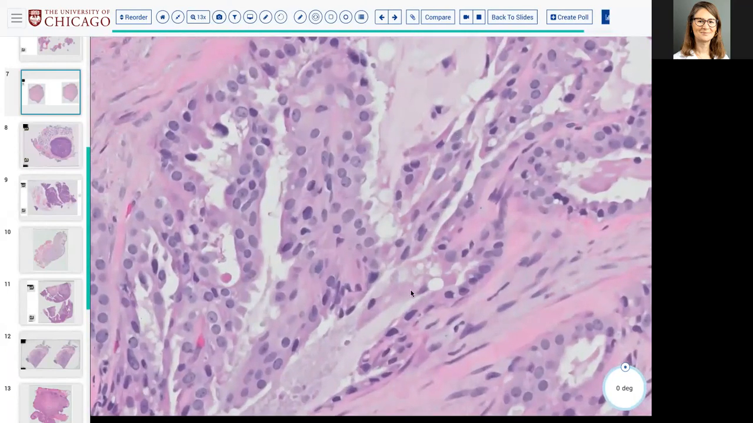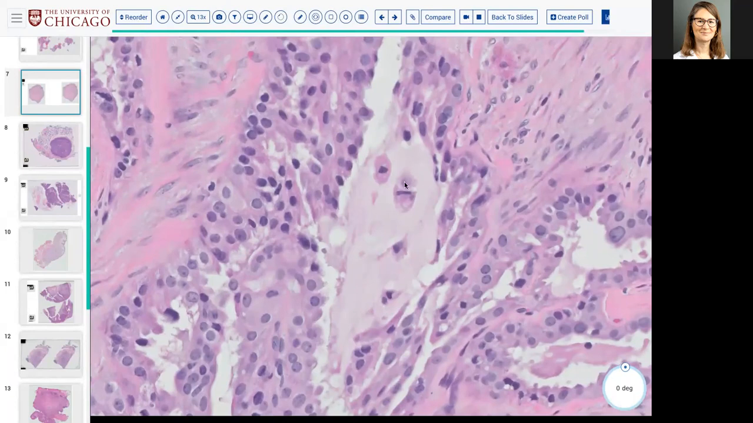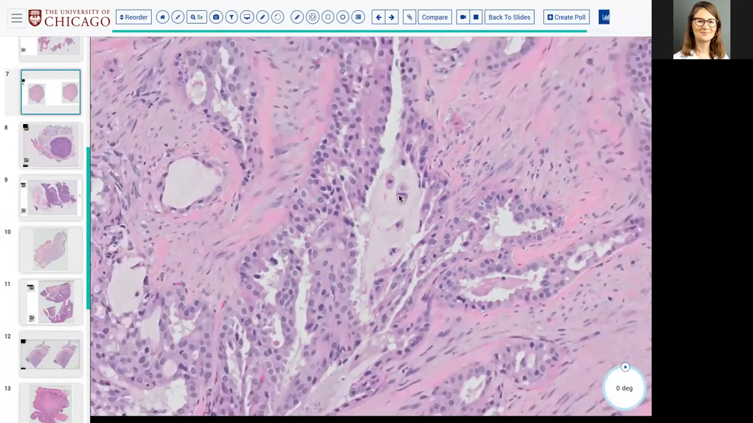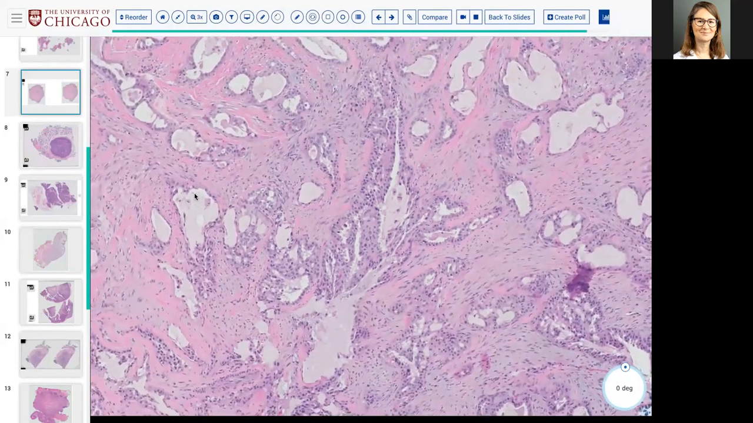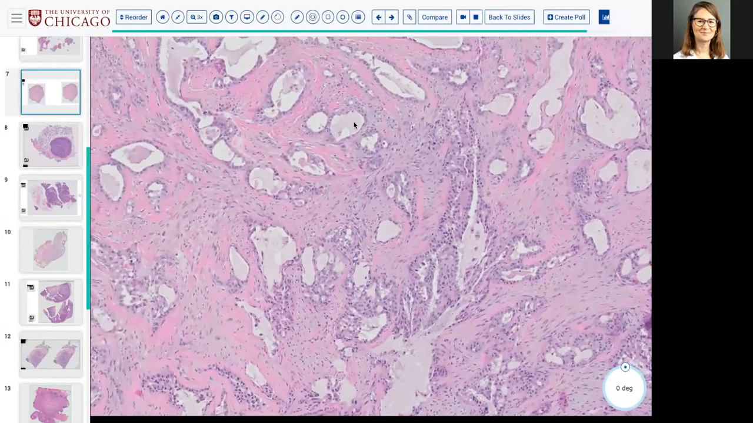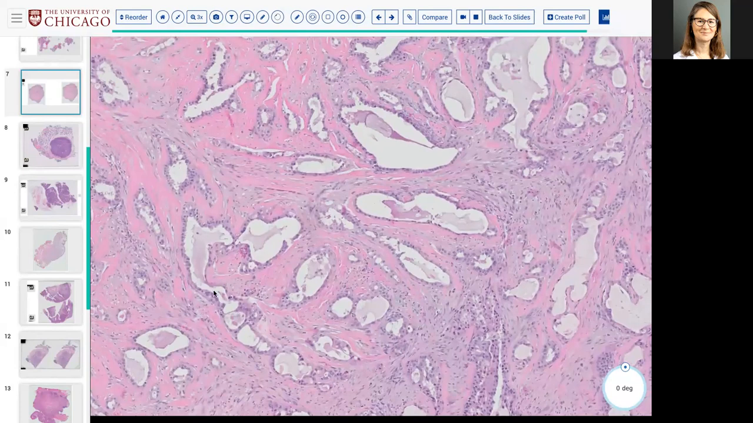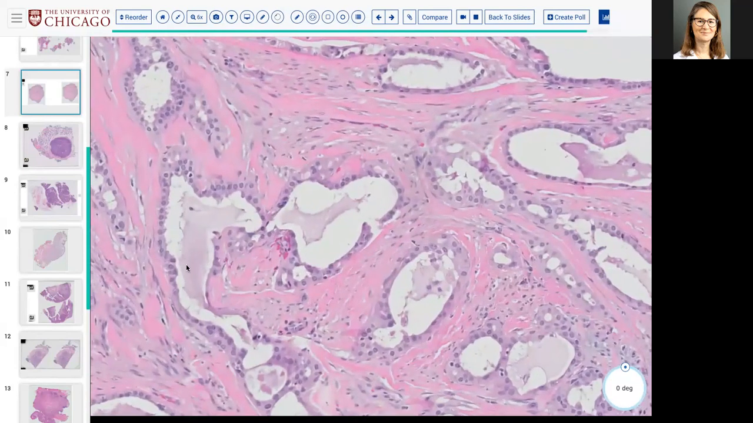But yeah, the secretory has this intraluminal secretion, it's like milk, right? I mean, it used to be called mammary analog. Now it's no longer mammary analog. It's just secretory carcinoma, however you want to pronounce it. But yeah, this is milky secretion rather than true mucin.